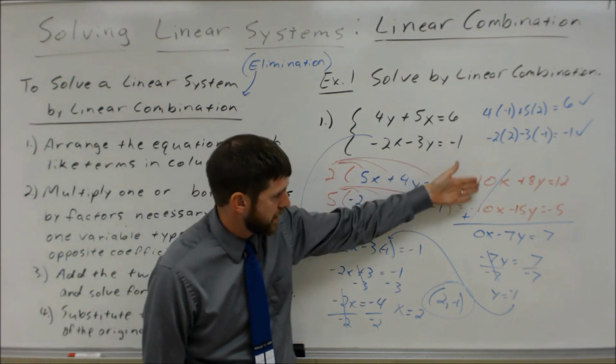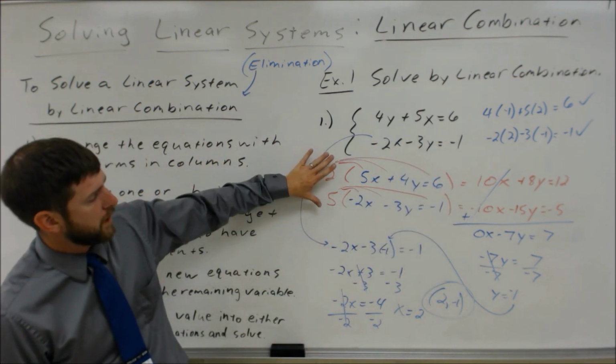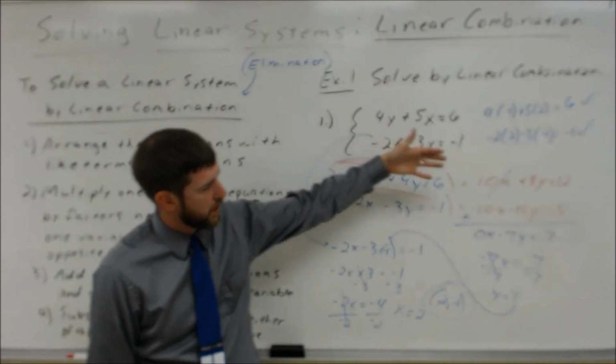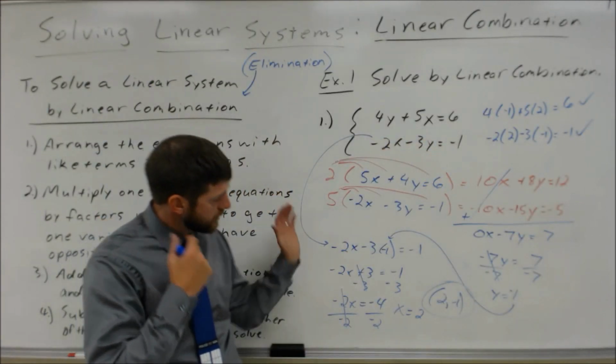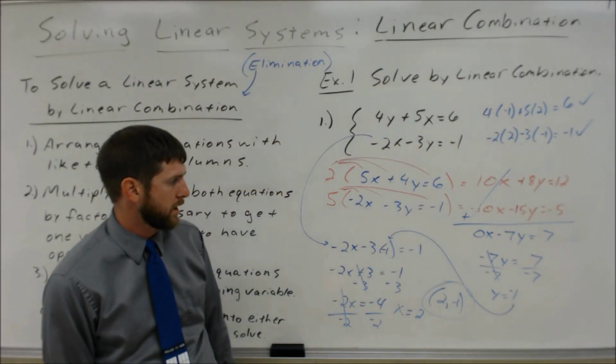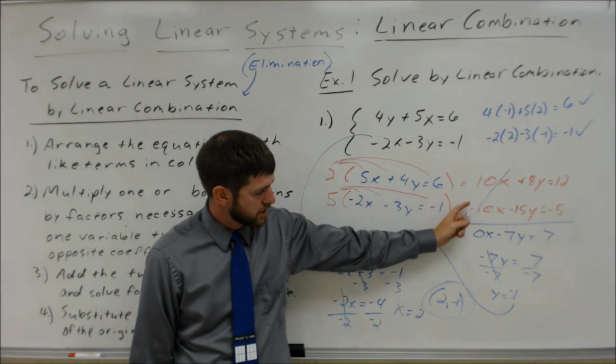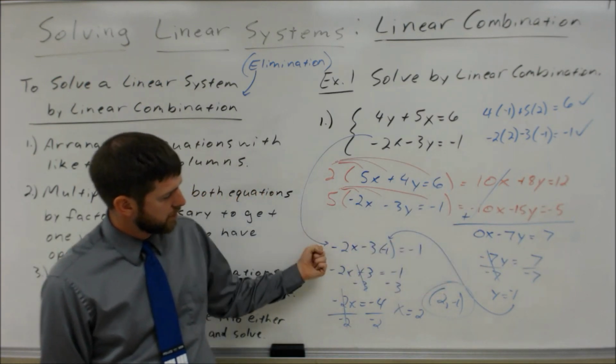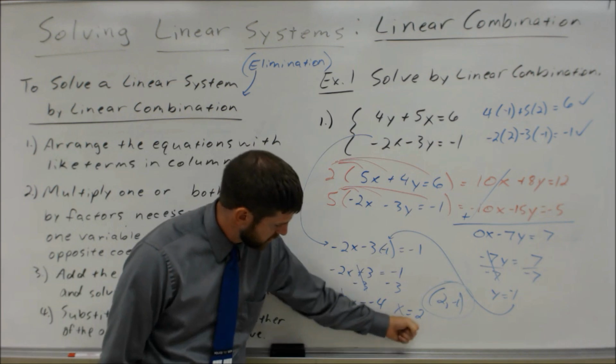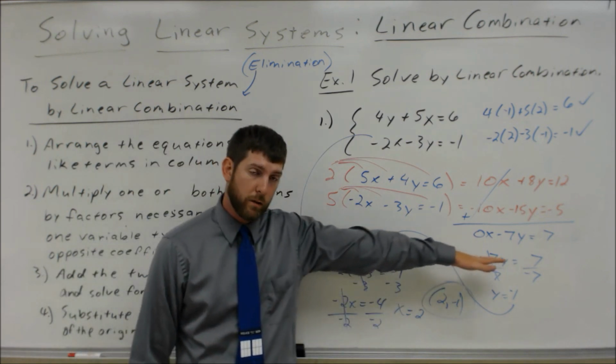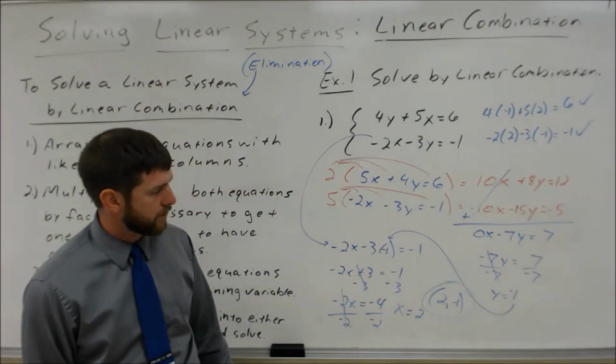Just make sure one of them gives you a positive, one gives you a negative. But multiply by necessary factors to get an opposite coefficient, then distribute those same factors to everything else, add your lines, solve for the remaining variable, plug it back into the original, you have the answer. Be careful, don't lose a negative sign because it will throw everything else off.